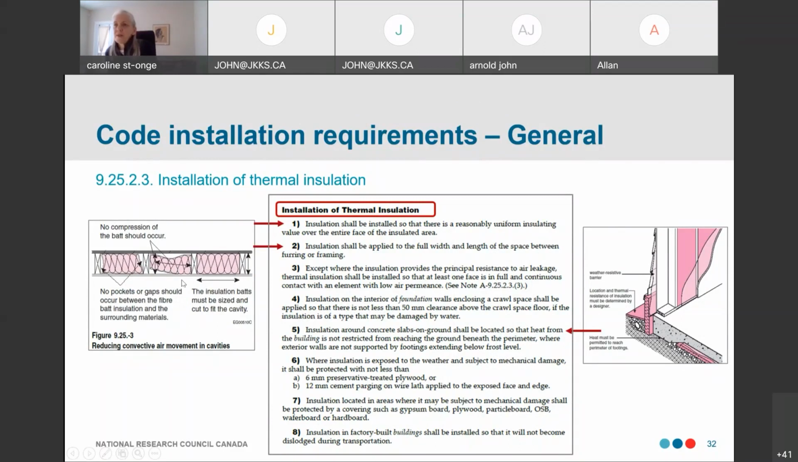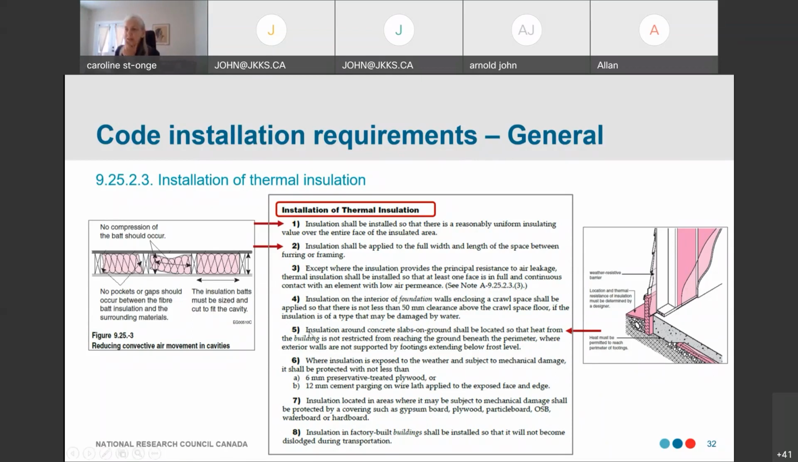With respect to 1 and 2, this is related to the goal of reducing convective air movement in the cavity. So the batts, if it's batt insulation, then you need to make sure there are no pockets or gaps between the batt and the stud and the other parts adjacent to the insulation. Also, the cavity must be fully filled with the batts, and the batt should not be compressed because compression will affect the thermal resistance of the batt.